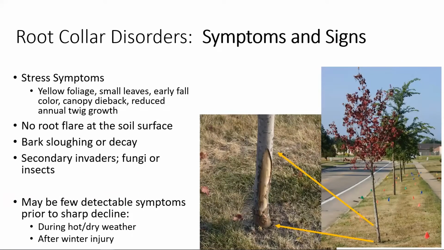So what are some of the signs and symptoms of a root collar disorder? A lot of times we may not even notice what's going on at the base of the trunk, but there are a lot of stress symptoms similar to other things that stress out trees. So yellow foliage, small leaves, really small annual twig growth. That's one of the things I typically look at first on a plant that seems to be ailing, is that annual twig growth, which you can see from the terminal bud scale scar on twigs pretty easily on most tree species.